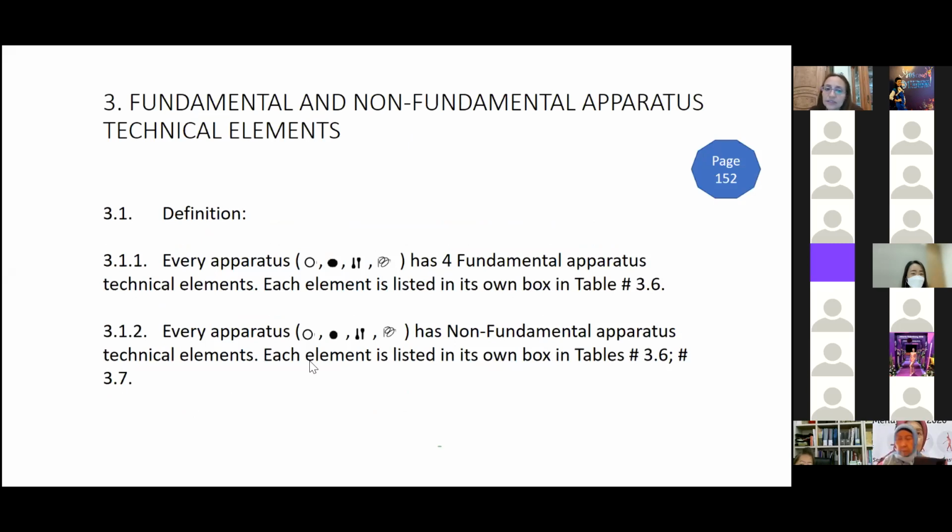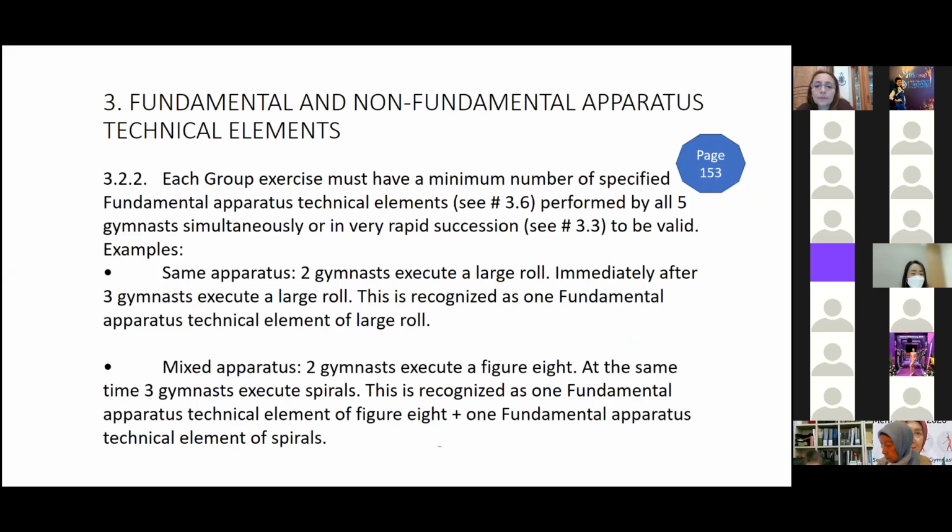Fundamental and non-fundamental apparatus technical elements. Every apparatus, of course, as we saw in individuals, has 4 fundamental apparatus technical elements and non-fundamental apparatus technical elements. Each group must have a minimum number of the specified fundamental apparatus technical elements. They are performed by all the 5 gymnasts simultaneously or in very rapid succession.